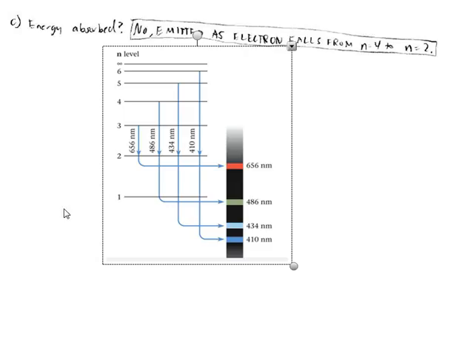Part C of this problem, we're asked if energy is absorbed, and the answer is no. Energy is emitted in this one. The transition that we're considering is from energy level 4 down to energy level 2. So we actually should see energy emitted, and that's why we see light from this particular transition.